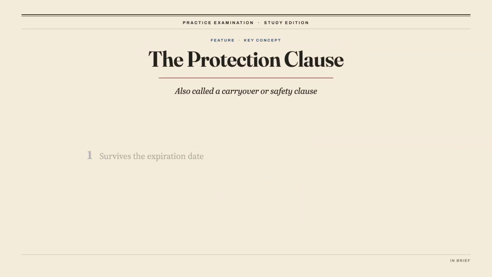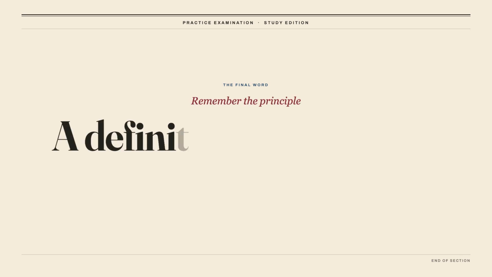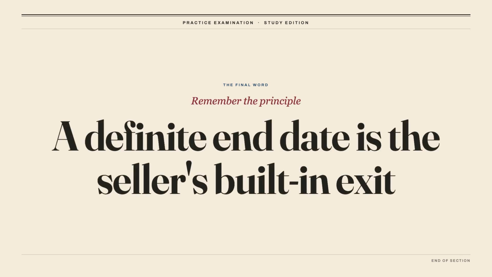One clause outlives the expiration date itself. A protection or carryover clause entitles the broker to a commission for a set period after expiration, if the sale goes to a buyer the broker introduced, and it stops applying once the seller lists elsewhere. The definite expiration date isn't a technicality, it's the seller's guaranteed exit, no accusations required.